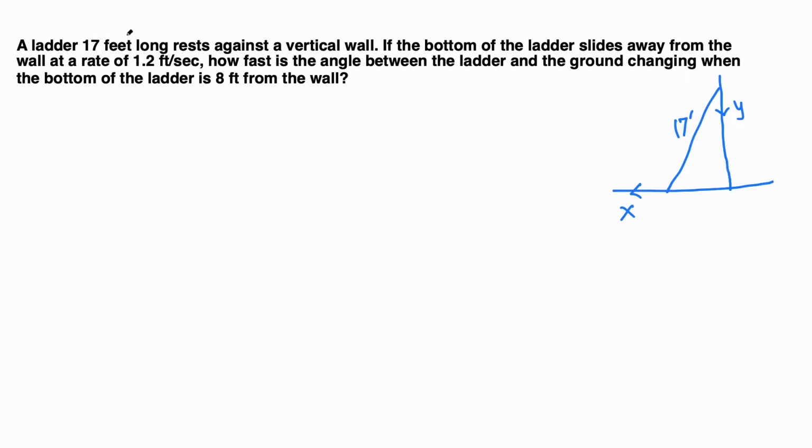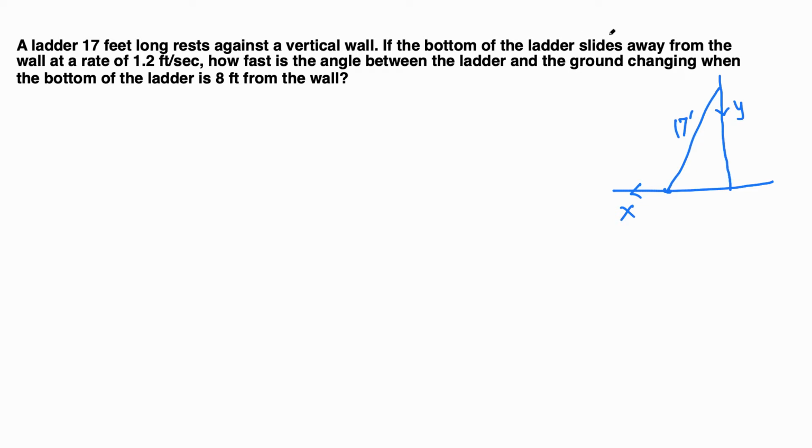A ladder 17 feet long rests against a vertical wall. So here is the ground and this is the vertical wall, and we've got a ladder which is 17 feet long. And if the bottom of the ladder slides away, I'm assigning the variable x for this direction and y for this.